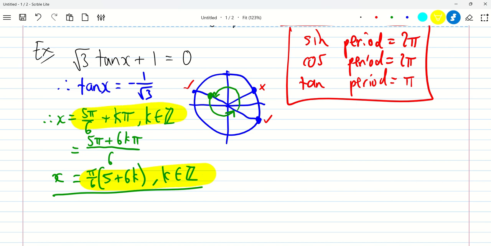That is a good solution too. It just might be that one is better than the other in certain situations, but they are both correct. Okay, so that's the general solution to that equation. Let's have a look at another one.